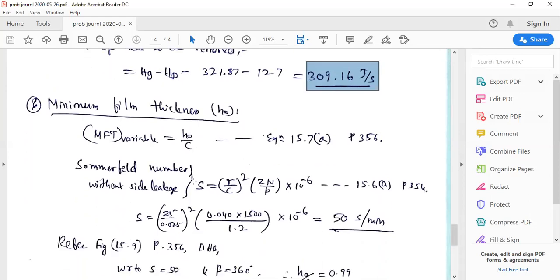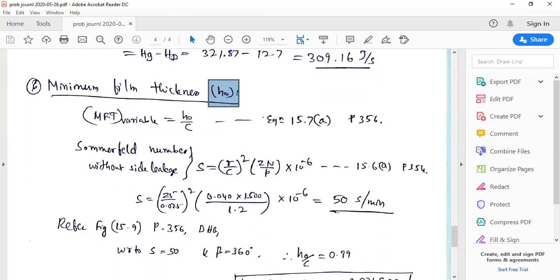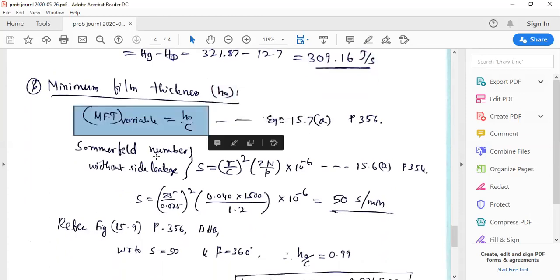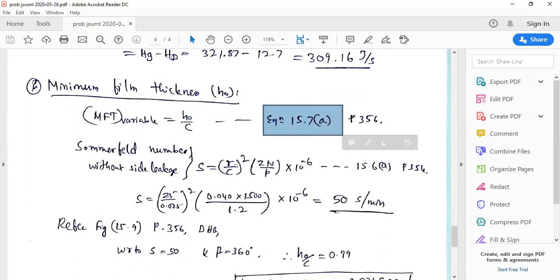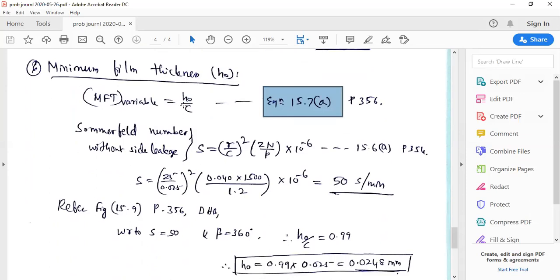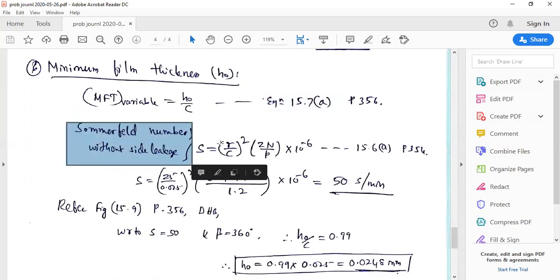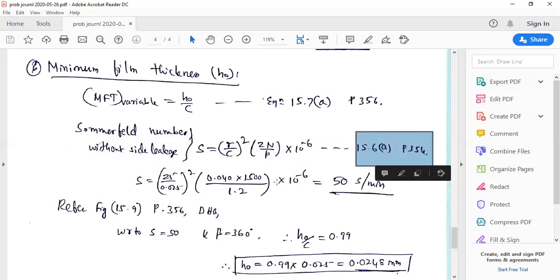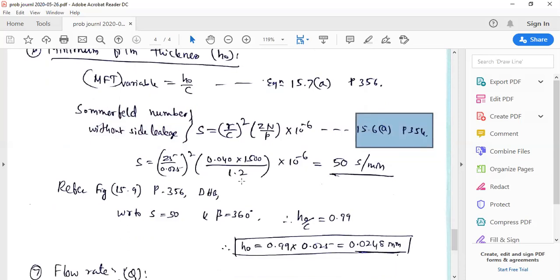And then we have to go for another parameter, that is minimum film thickness, which is denoted by the notation H naught. So to calculate this, we have to use the equation for minimum film thickness variable, that is equal to H naught by C, equation number 15.7a, page number 356. So to calculate H naught by C, we have to refer to the graph. To refer to that graph, we require the Sommerfeld number without side leakage.